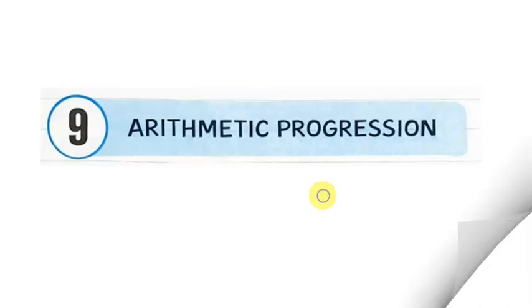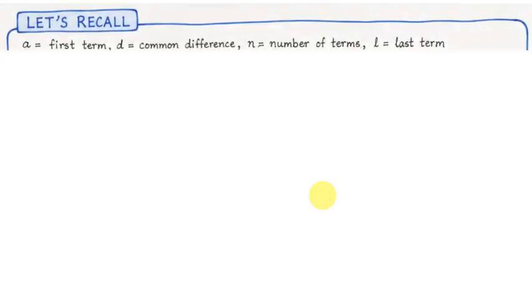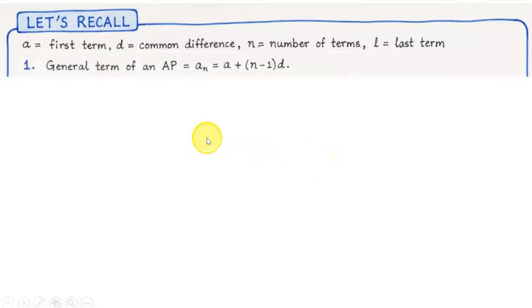Arithmetic Progression. Now here are some important formulas. First, let's recall: a is the first term, d is the common difference, n is the number of terms, and l is called the last term. These are the symbols. Now, the general term of an AP, that is an = a + (n - 1)d, where a is the first term and d is the common difference. This is the formula for the nth term.